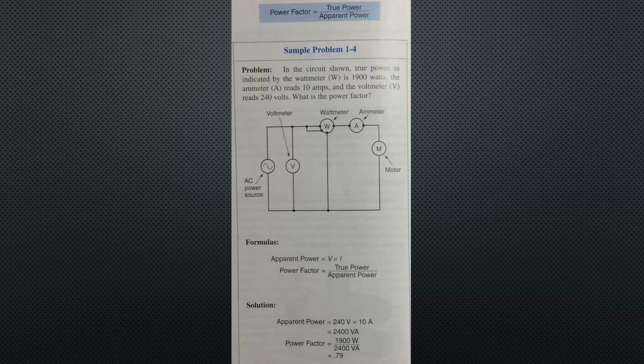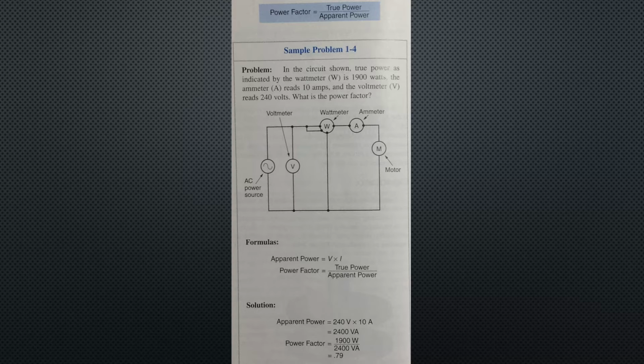As an example, problem 1-4. In the circuit shown, true power, as indicated by the wattmeter, is 1900 watts. The ammeter reads 10 amps and the voltmeter reads 240 volts. What is the power factor? The formulas used are apparent power equals voltage times current, and power factor equals true power divided by apparent power.